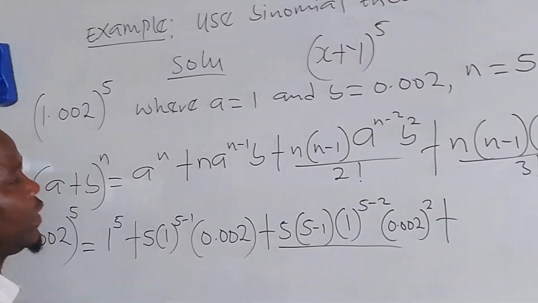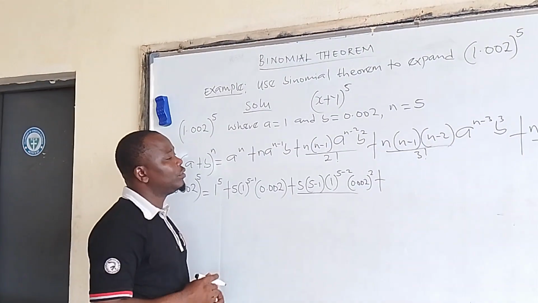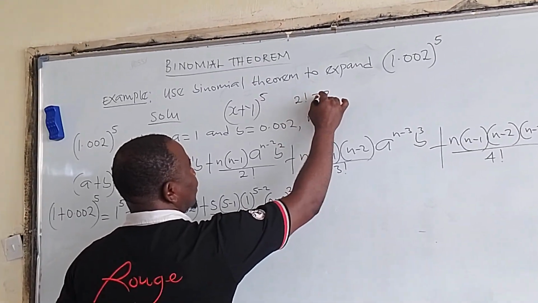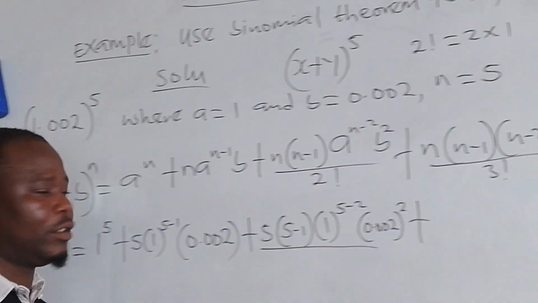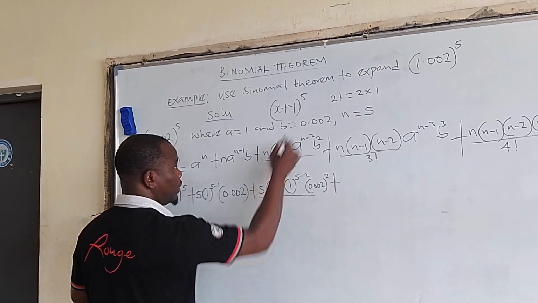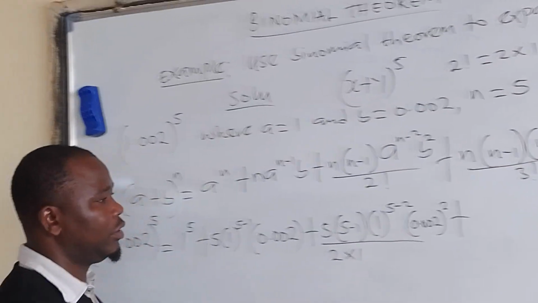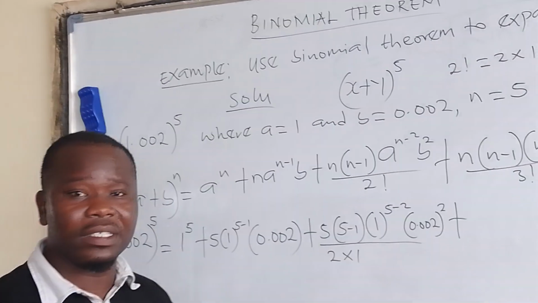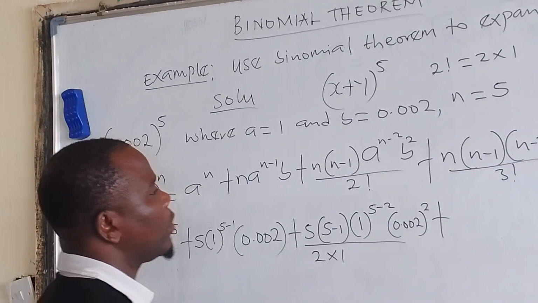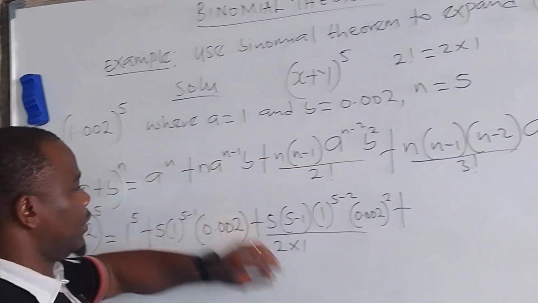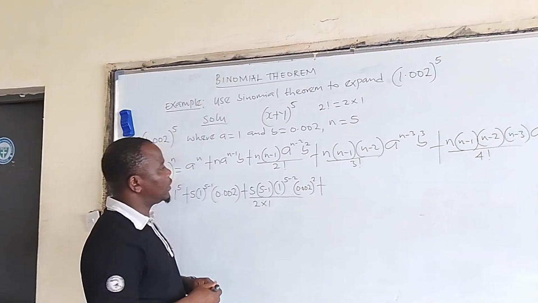I told us in the other video that 2 factorial is the same thing as 2 times 1. So it's for the sake of clarity that we are doing all these things. Is that clear? So that you won't be asking unnecessary questions. So now here we are done with this part. Let's look at this part.